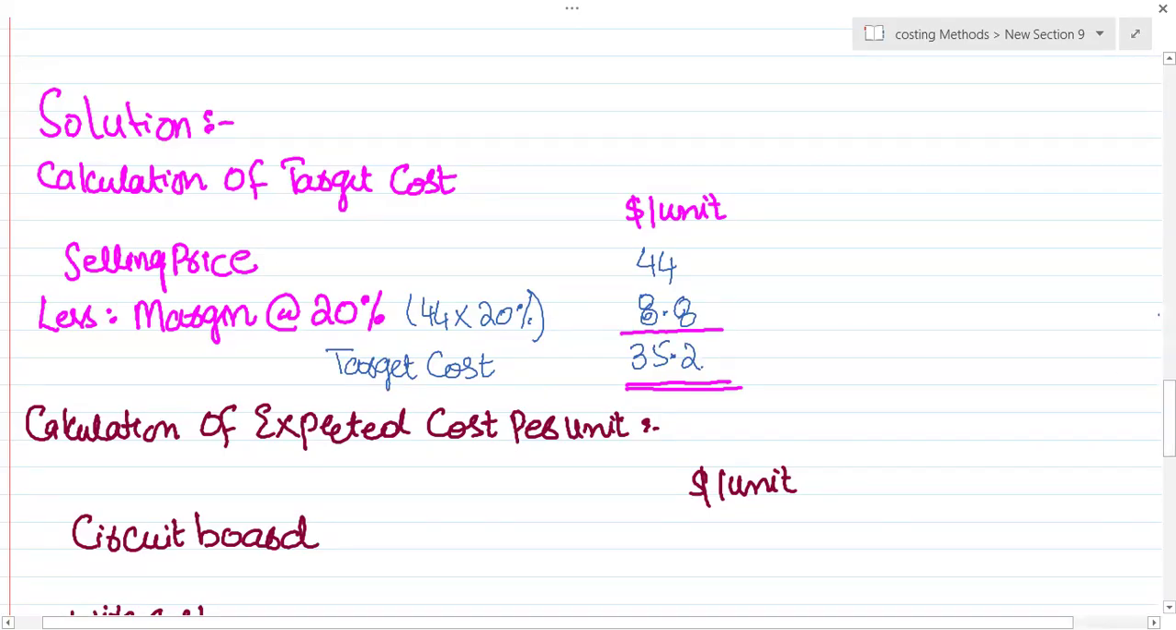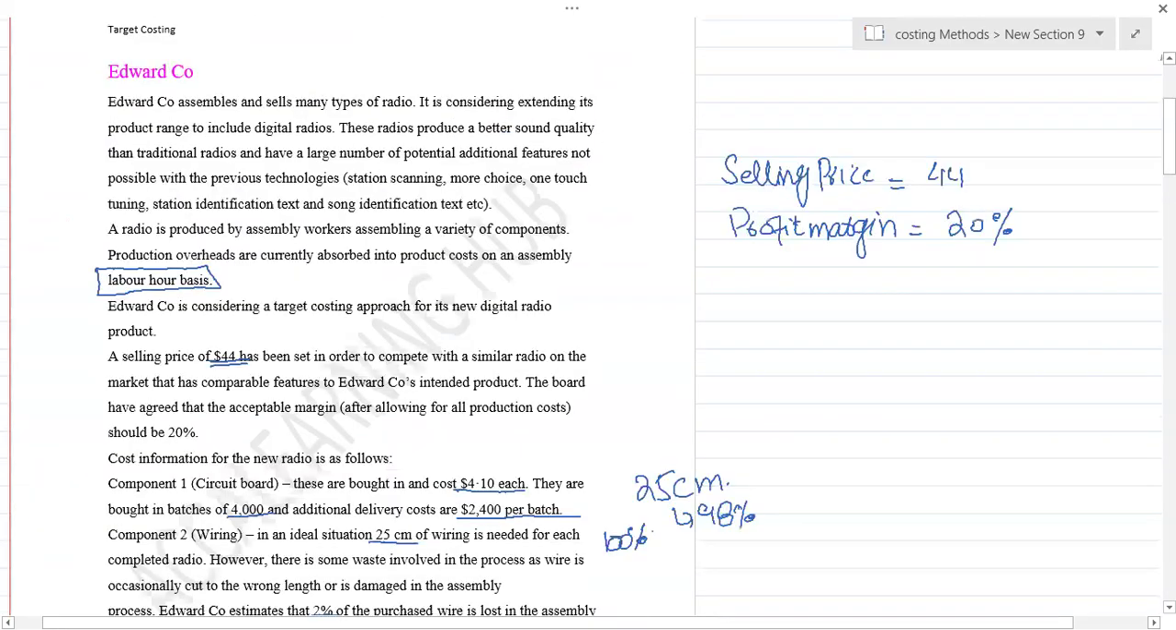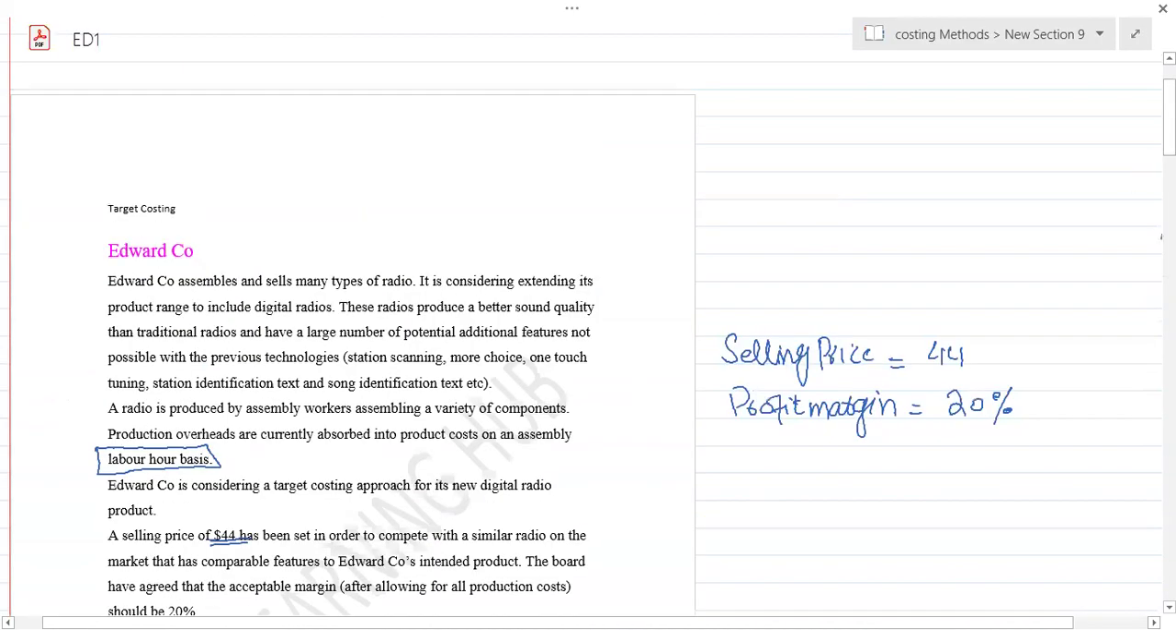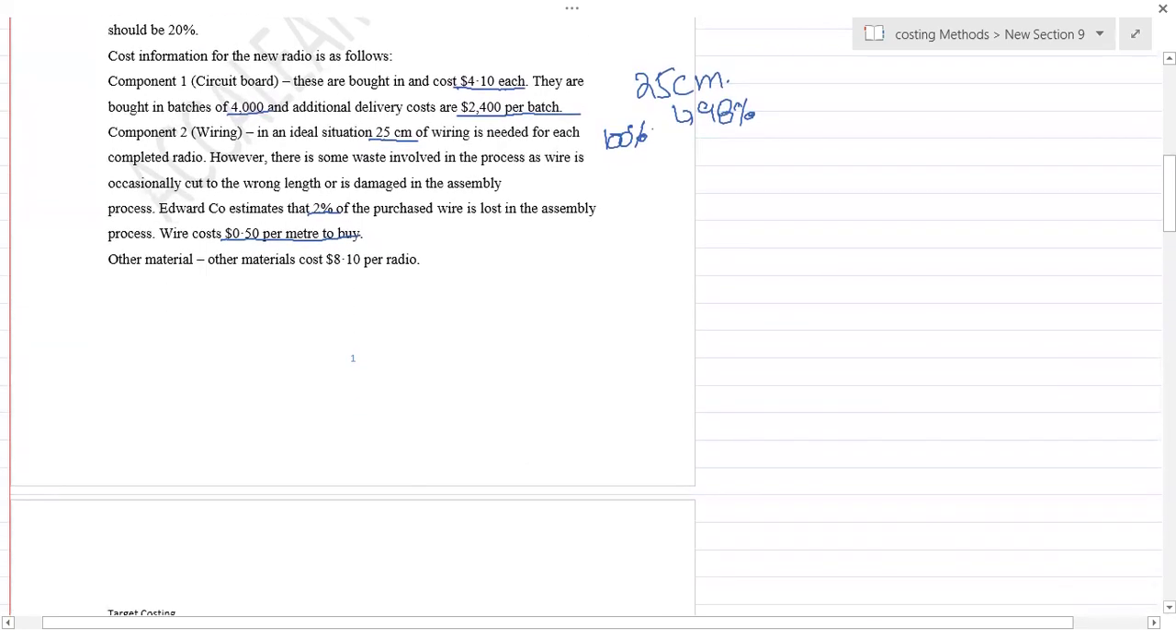Now, we have to calculate the expected cost per unit, and the data is given for the expected cost per unit. First of all, he gives the data about the circuit board. Circuit board per unit cost is 4.1. And there is an additional delivery cost, which is also part of your purchase cost, keep in mind. Now, this cost is given for one batch, and in one batch you have 4,000 units. So I will get it per unit because I have to calculate the expected cost per unit.